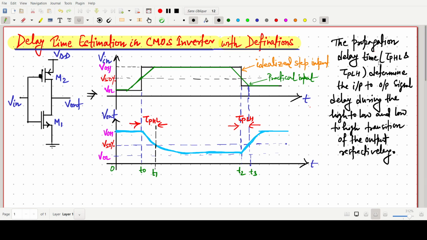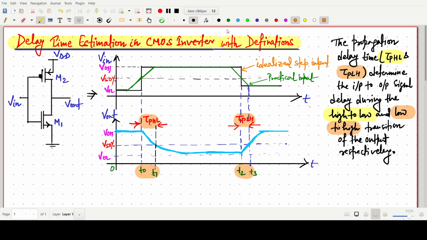That means the propagation delay time tau p determines the input and output signal delay. During the high to low transition, that is our tau PHL, and during the low to high transition, that is our tau PLH, in the transition of the output. So this one is our tau PHL, and this one is, okay, this time.